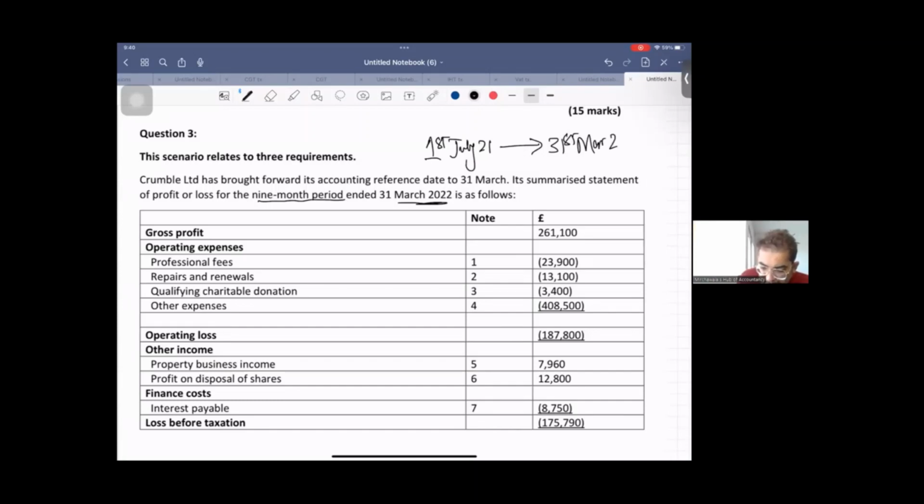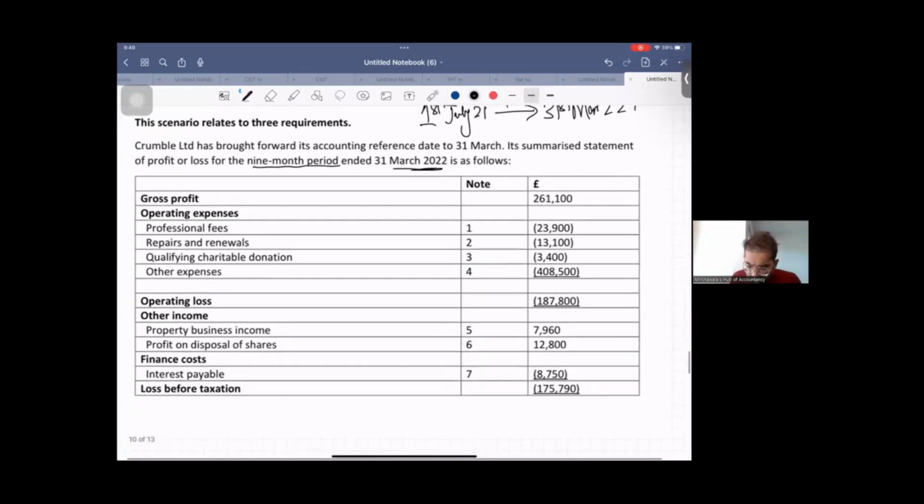You must have this much skill. When your period is ending on 31st March 2022 and it's a 9-month period, obviously it must be starting on 1st July 21. Okay, so these are some workings.